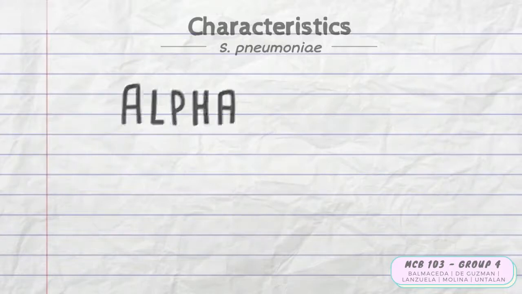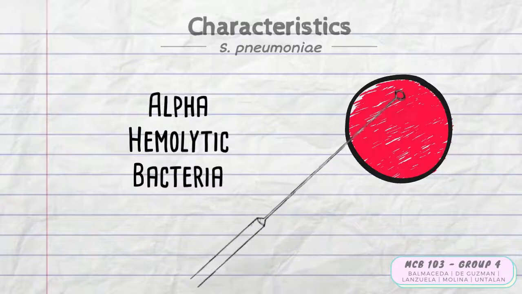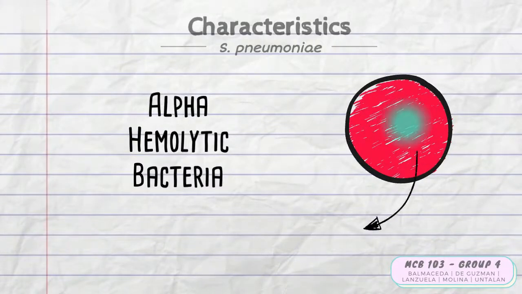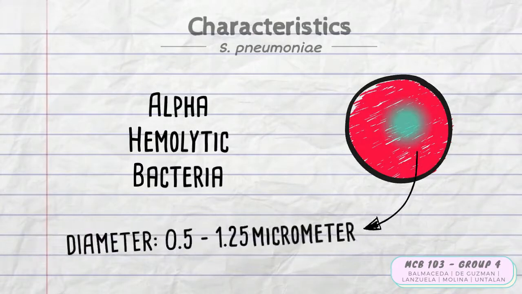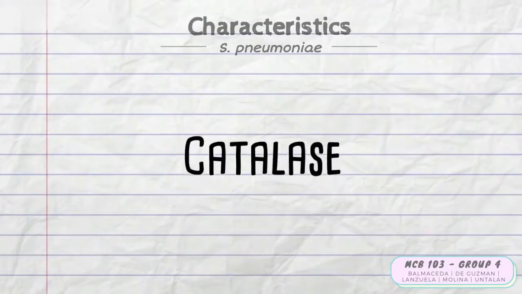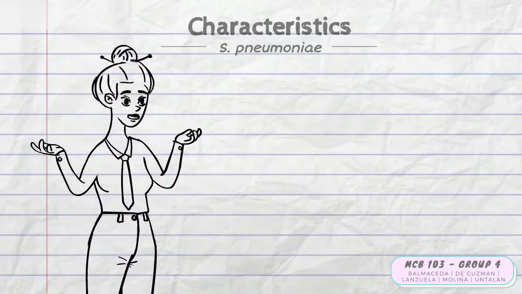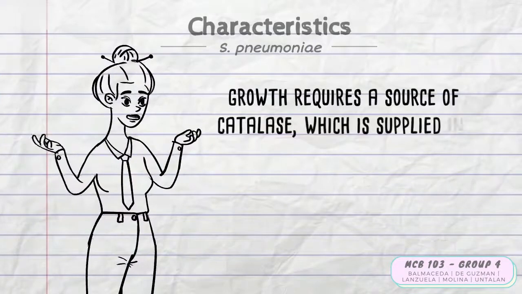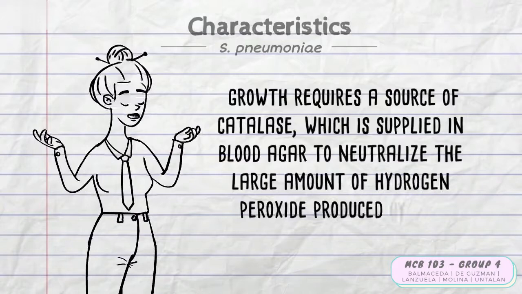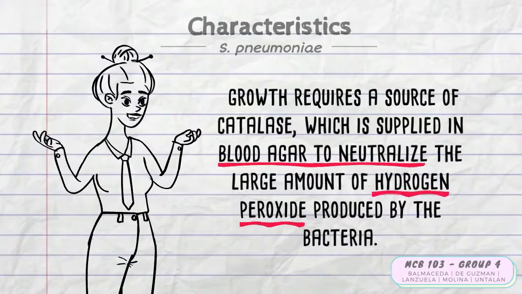It is an alpha hemolytic bacteria, where when cultured on blood agar, it shows an incomplete and greenish hemolysis. Individual cells are between 0.5 and 1.25 micrometers in diameter. Like other streptococci, they lack catalase and ferment glucose to lactic acid. Its growth requires a source of catalase, which is supplied in blood agar to neutralize the large amount of hydrogen peroxide produced by the bacteria.